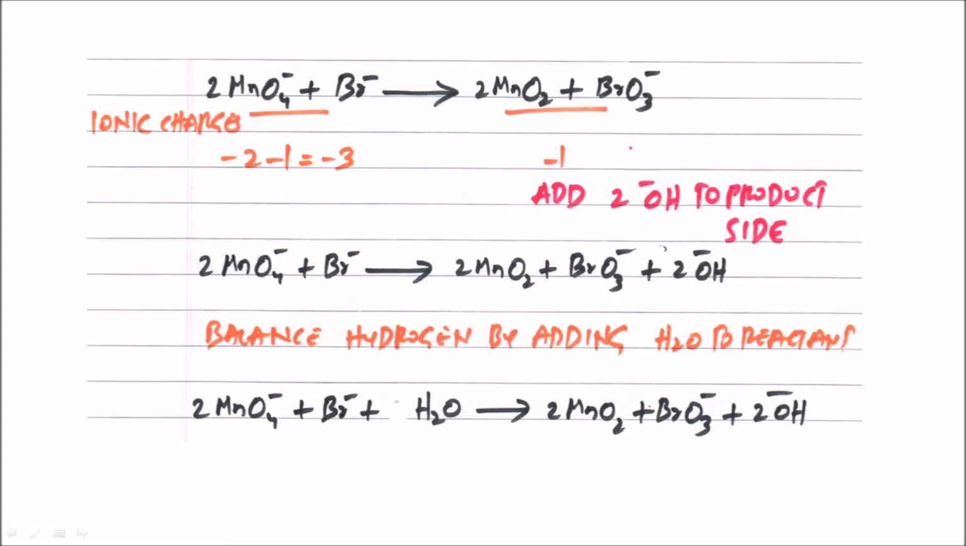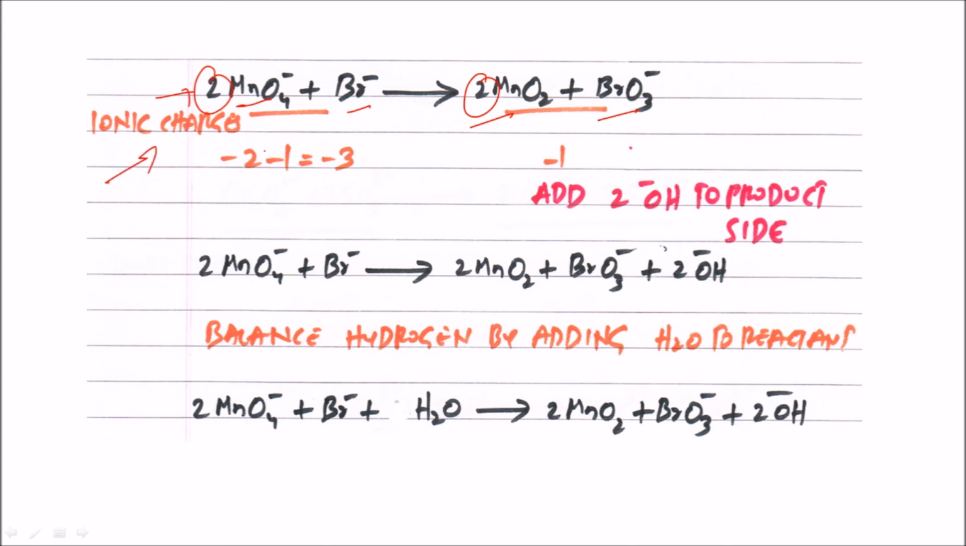After multiplying by 2, what do we get? You can see here this 2, multiplying 2 to the reduction step. So the equation becomes 2MnO4 minus plus Br minus gives 2MnO2 plus BrO3 minus. The next step is what?